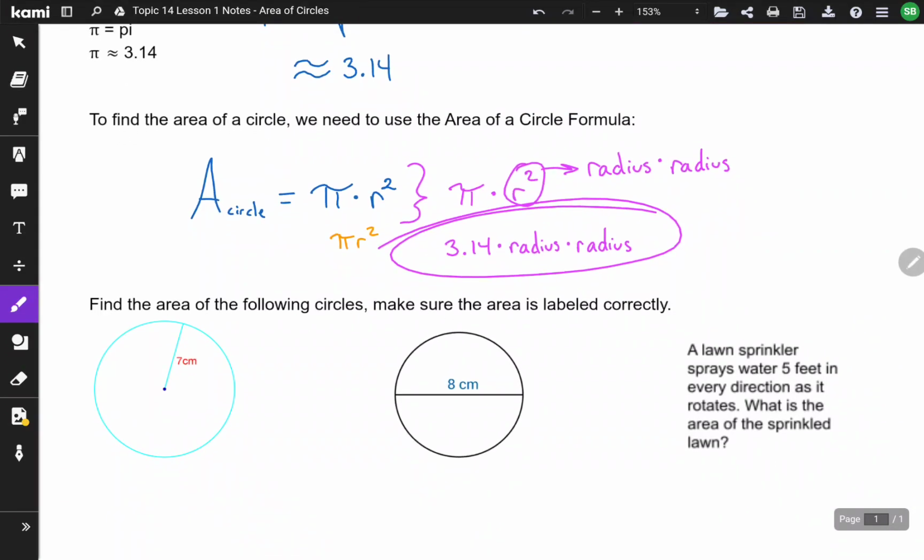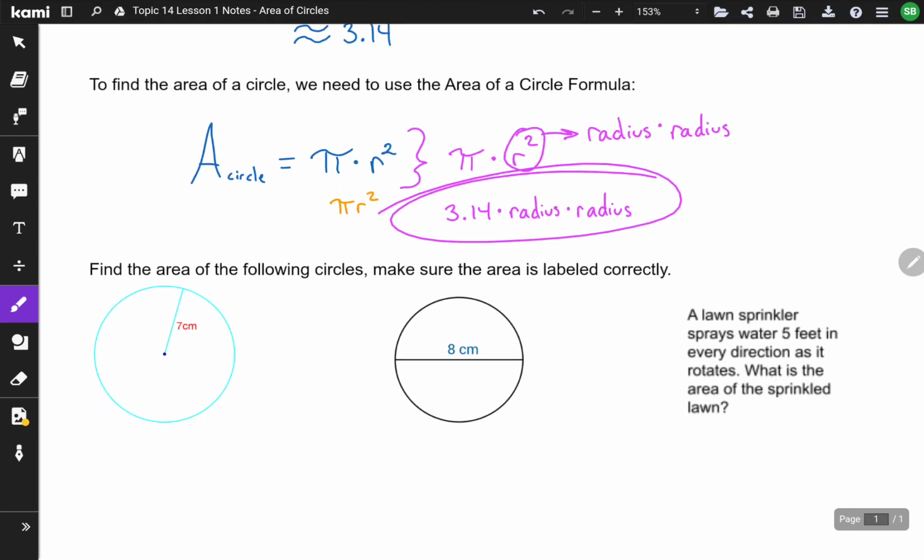Find the area of the following circles. Make sure the area is labeled correctly, and we'll talk about that. We said in our definition up top that the radius is a straight line from the center point to a point on the circle. So that is our radius here. That is 7 centimeters. So I'm going to plug it in.